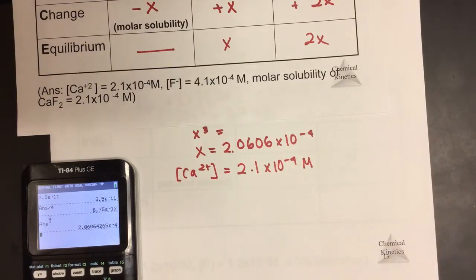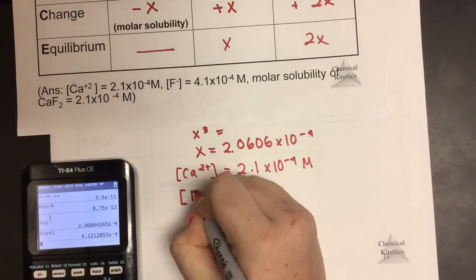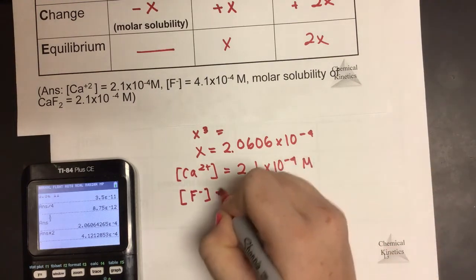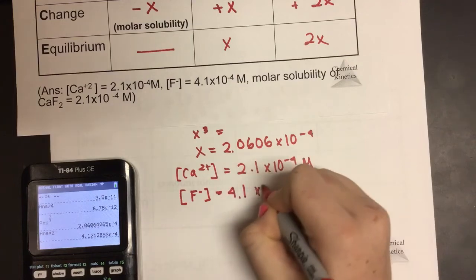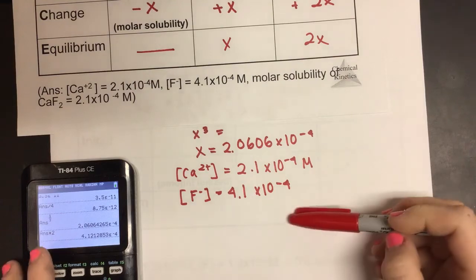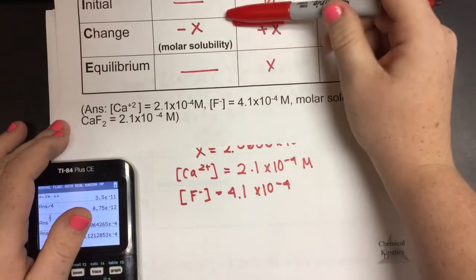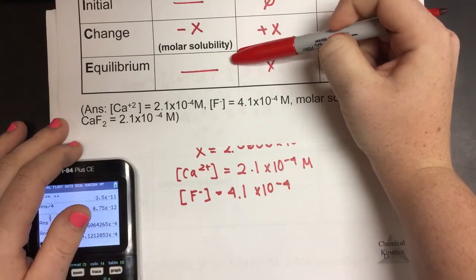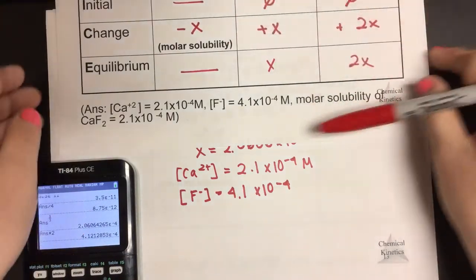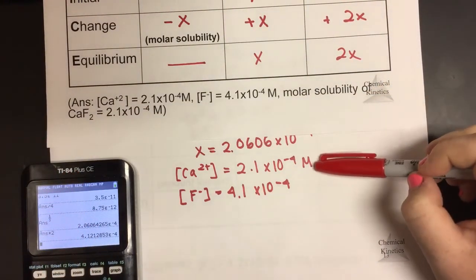And so for the concentration of F minus, we're just going to multiply by 2, and so the concentration of F minus equals 4.1 times 10 to the negative 4th, again taking into account sig figs. And to find the molar solubility, that was just the change for the reactants, which was represented by x, and so that would be the same 2.1 times 10 to the negative 4th molar.